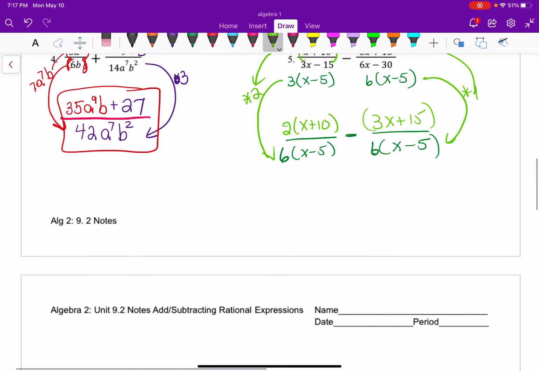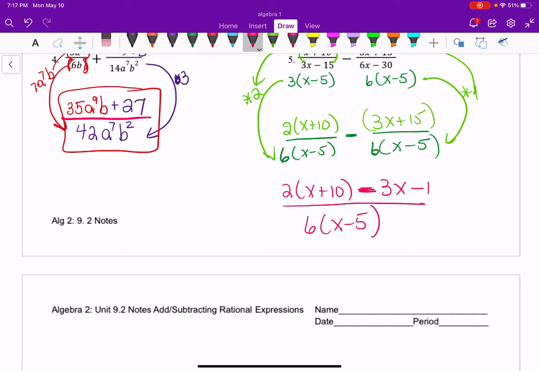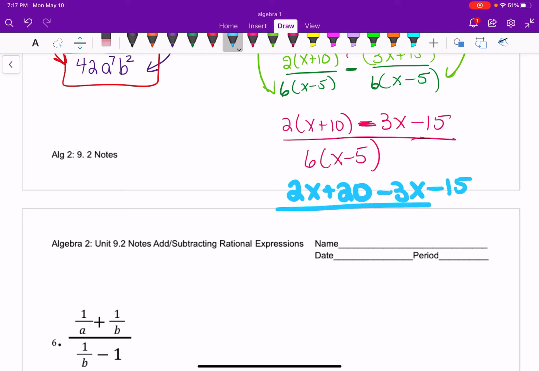Now let's write our common denominator. Our common denominator here is going to be 6 times x minus 5. In the numerator, we have 2x plus 10 minus 3x minus 15. We had to distribute this negative. Okay? We're not done here. And here's why. We have to see if there's any simplifying that can go on in the numerator. So we have 2x plus 20 in the numerator minus 3x minus 15. And we're still over 6 times x minus 5.